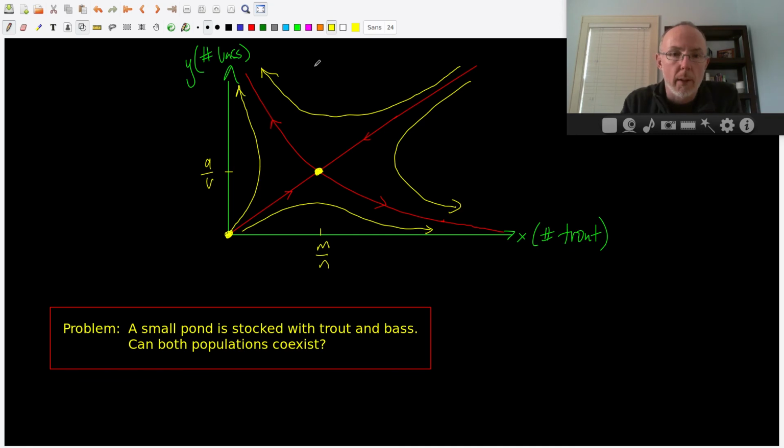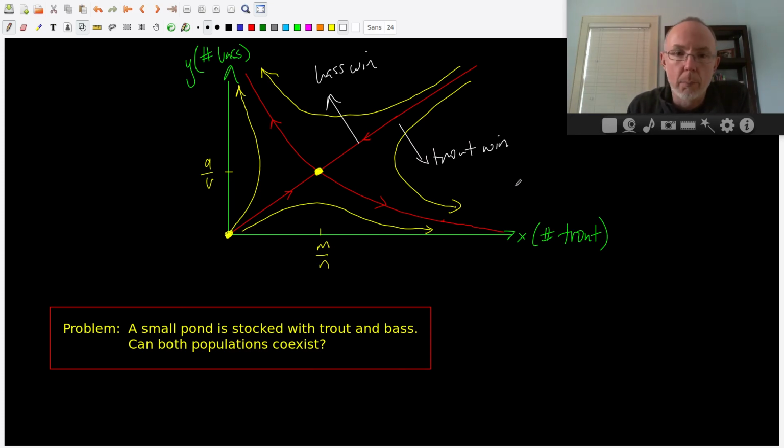Here's the setup. I redrew it a bit more nicely so you could see it at once. On this side of this red line, the bass win, right? The bass survive, the trout die out. On this side of that line, the trout win. The bass die out and the trout just breed and breed and breed.